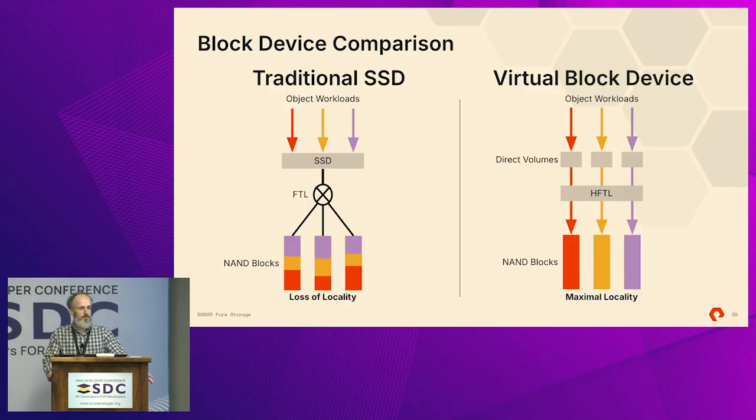With direct volumes, it doesn't matter if objects are large or small, if the objects are split into multiple writes or are a single write, or if those writes are parallel or sequential. It just doesn't matter because the HFTL will always place them in the same NAND blocks regardless. And so each complete object will be striped over the minimum number of NAND blocks. So it's not just predictable locality, it's also maximal locality.